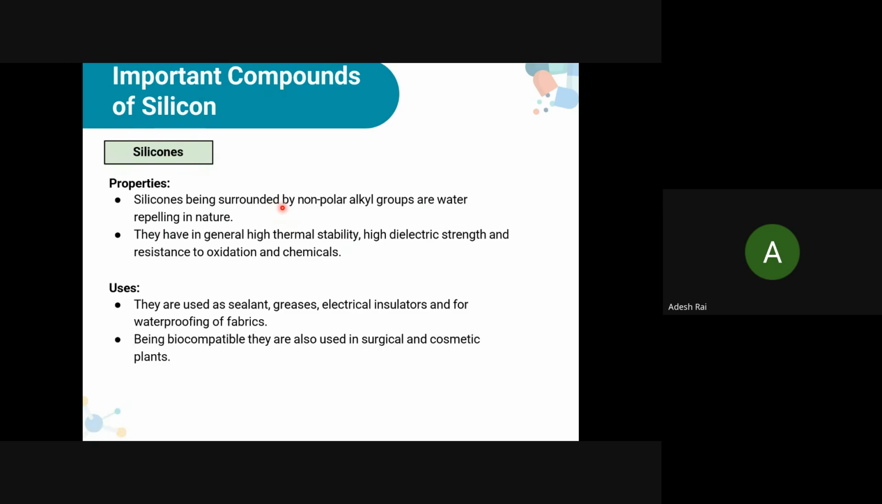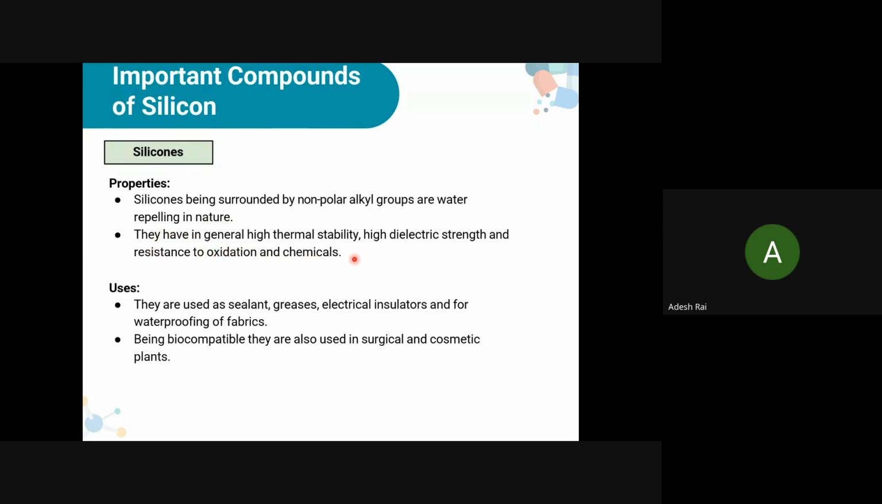Silicones, being surrounded by non-polar alkyl groups, are water repelling in nature. Obviously, we know, because alkyl groups are organic compounds, covalent. Water is also covalent, but water is polar and this is non-polar. We know that like dissolves like, so non-polar and polar won't dissolve in each other. As a result, silicones are insoluble in water. You can say water repelling in nature.